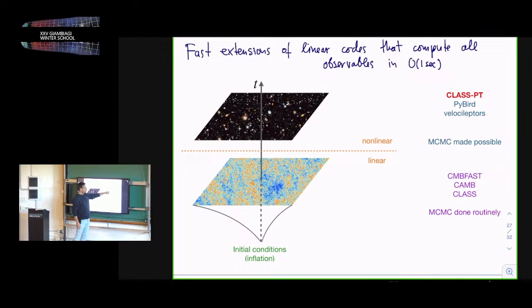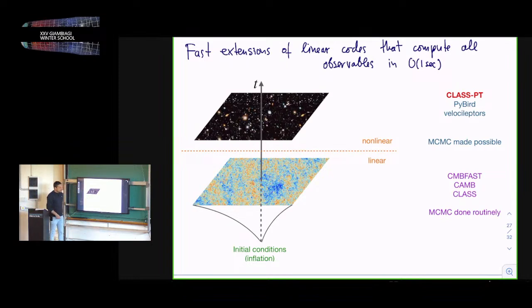They're basically some extension of the existing linear codes. So you can just plug in cosmological parameters. You can ask whatever cosmological model you want, and these codes will compute the full nonlinear data at a time scale of order 1 second, okay? So they're very fast. They take basically equal time as the linear codes do.